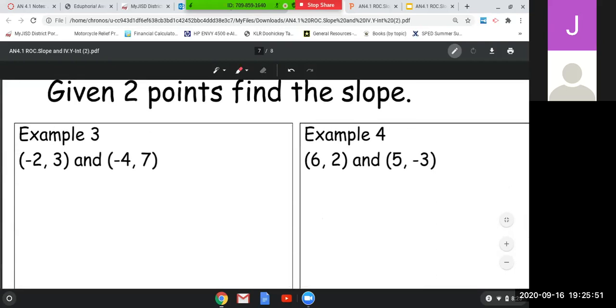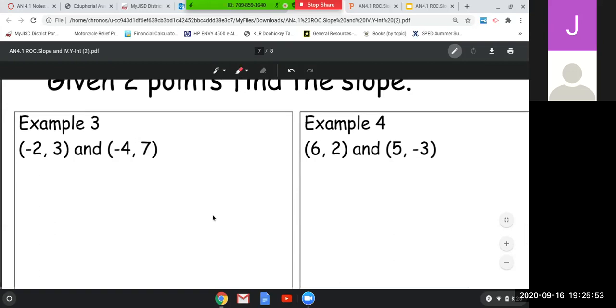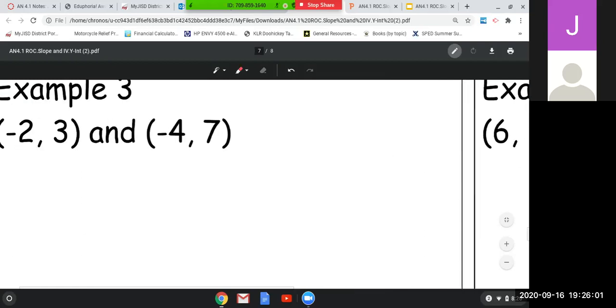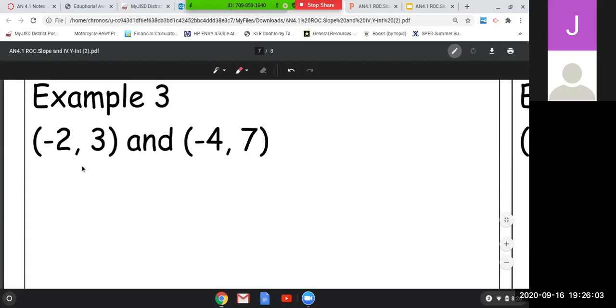So I want to find the slope between these 2 points. So what I'm going to do first is I'm going to label these points with x1, y1, and x2, y2. So this is my first point. So this is my first x. So I'm going to label this. This is x1, and this is y1. This right here is my second x coordinate. So this is x2. This is my second y coordinate. So this is y2.